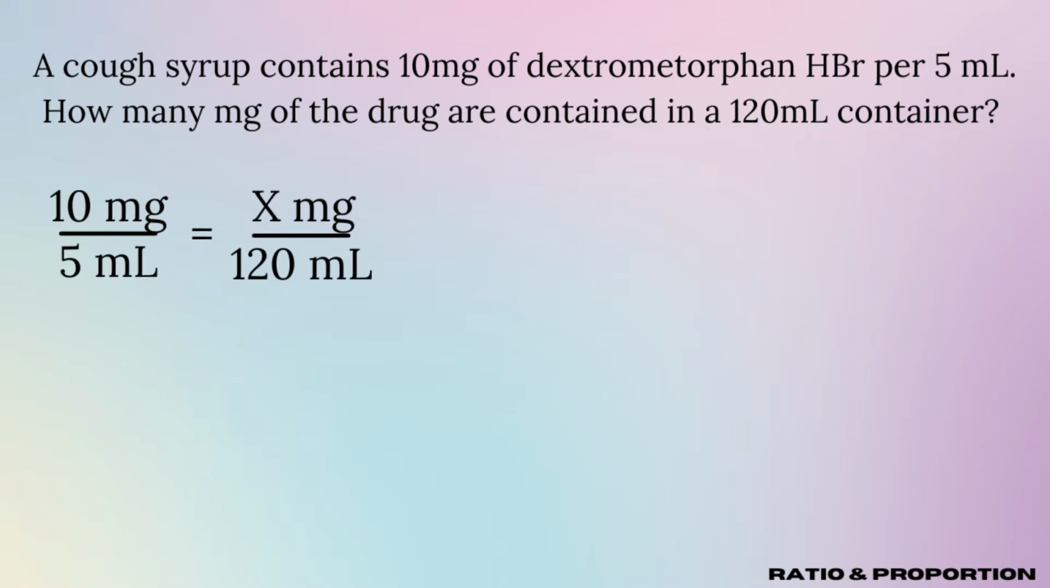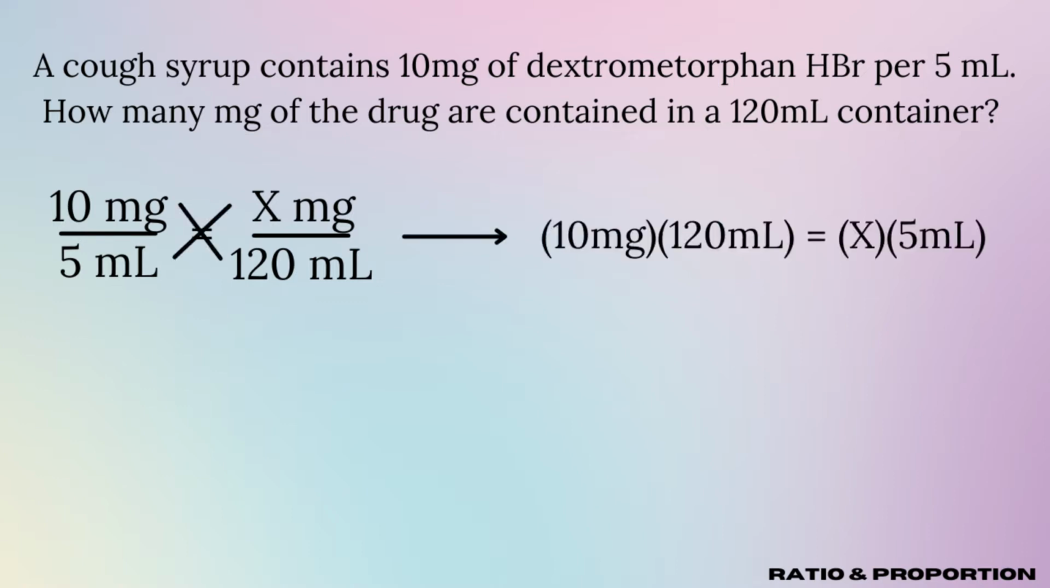This means that the value of milligrams found in the 120 ml container is relative to the amount of 10 milligrams per 5 ml already given to us. Do not also forget what proportion states. The product of 2 extremes is equal to the product of 2 means. Kaya ang gagawin nyo lang dito is to crisscross and multiply the extremes and the means. This results to the equation on the right.